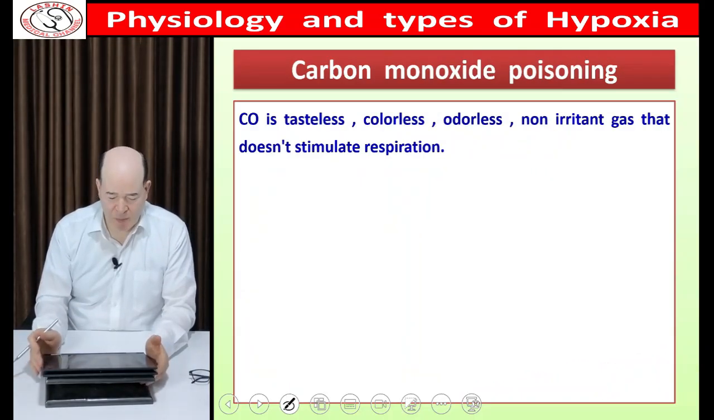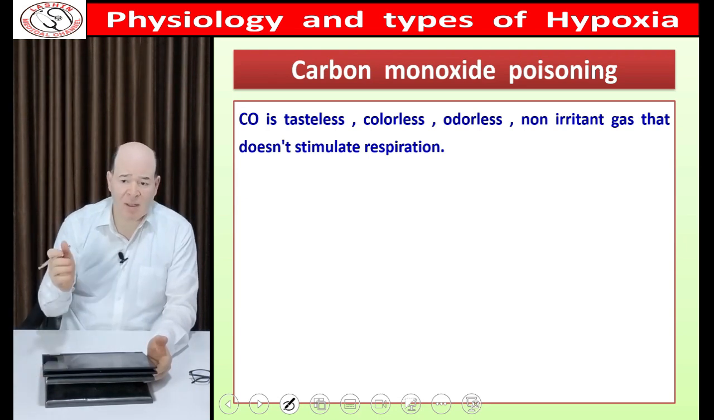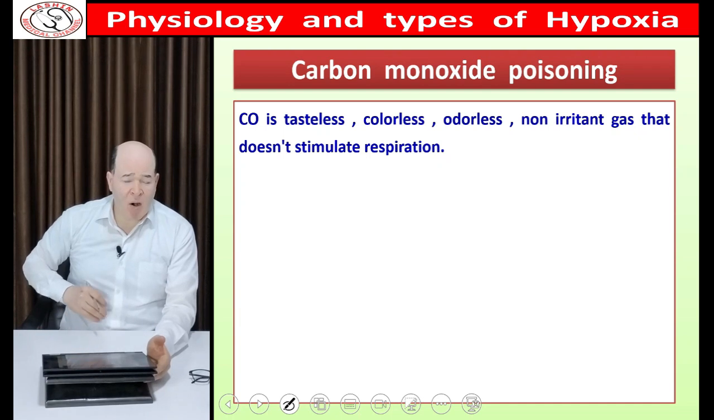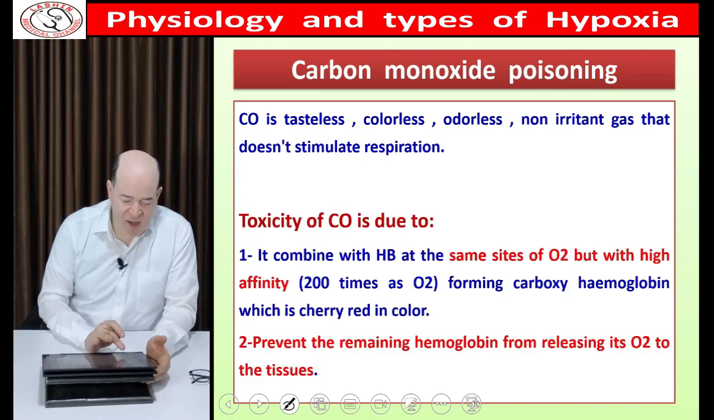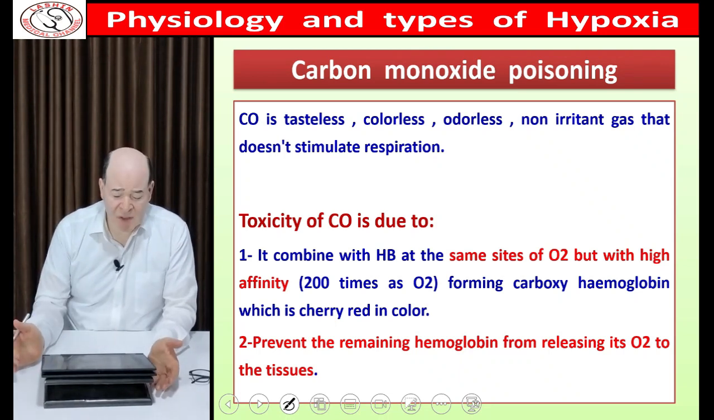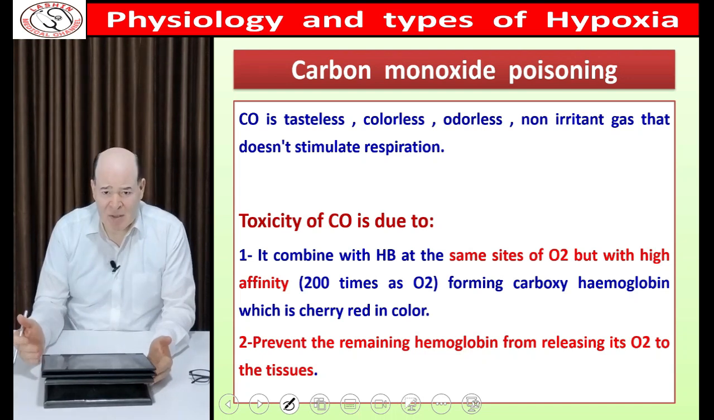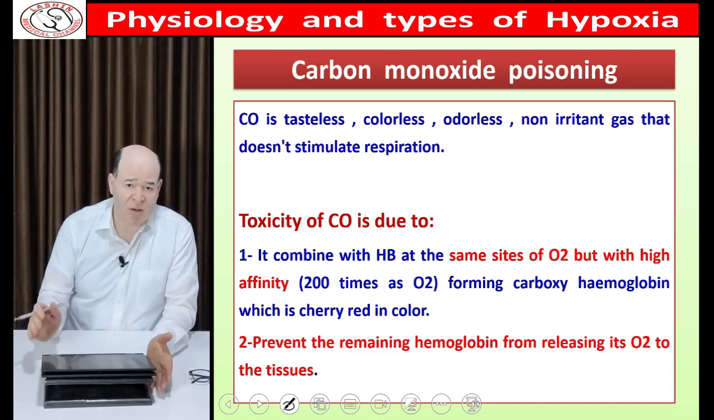Regarding carbon monoxide poisoning, it is a common cause of anemic hypoxia. As we know, carbon monoxide is a component of the natural gases in our houses. It is a common type of poisoning. It is a tasteless, colorless, odorless, non-irritant gas, so it is a silent killer. A specific taste, specific odor, or irritation would make the person cautious of the presence of the toxicity. However, the absence of these features makes it a silent killer.